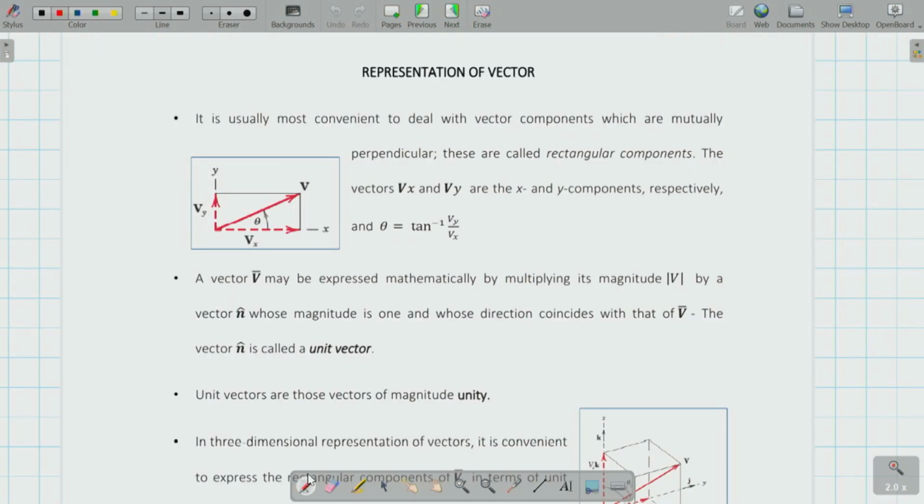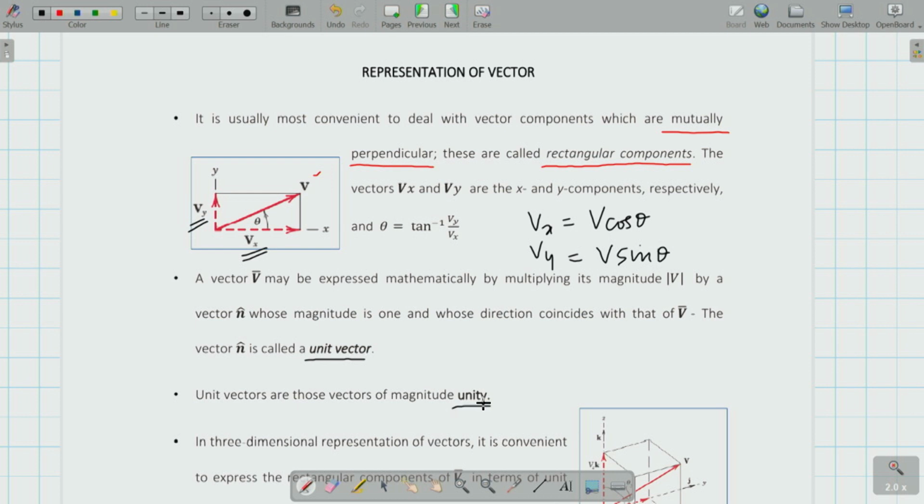A vector is usually represented in its rectangular components, which are mutually perpendicular to two reference frames. Let's say I have a vector V. The vector V is resolved along the x and y axis, which is going to give me a Vx and a Vy. Vx is going to be V cos theta and Vy is V sin theta. Vx and Vy are called the rectangular components of the vector. There is another vector called a unit vector, which is a vector in the direction of the vector V of magnitude unity.